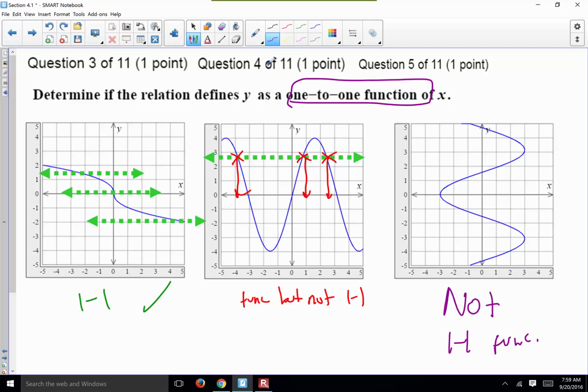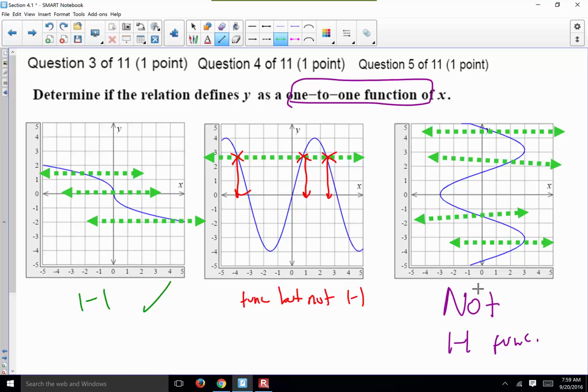Why? You may wonder why. It looks like it passes the horizontal line test. It's kind of one-to-one, but is this a function? What does the vertical line test say? It's touching indefinitely many points if you go up and down like this, right? So this is not a function. We cannot test its one-to-oneness because it's not a function at all.